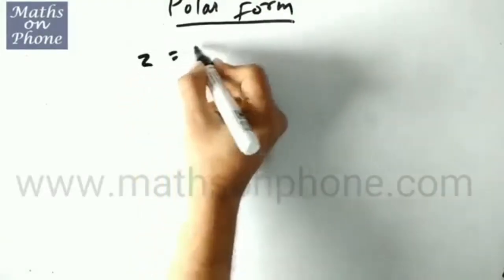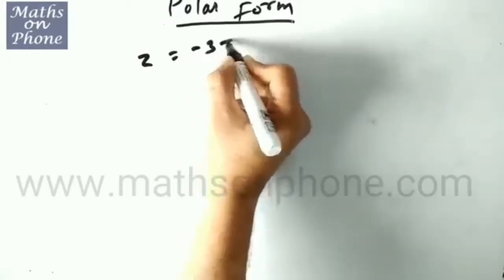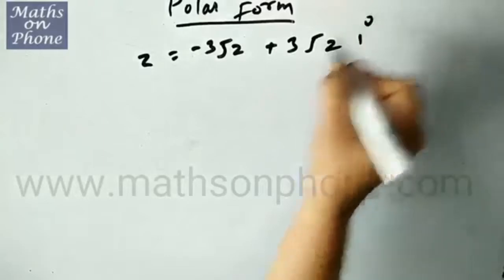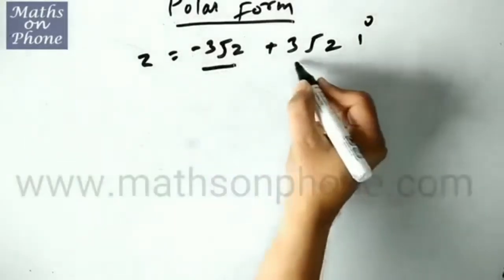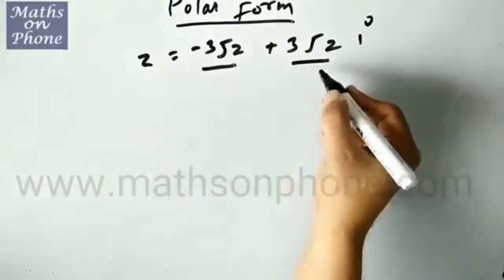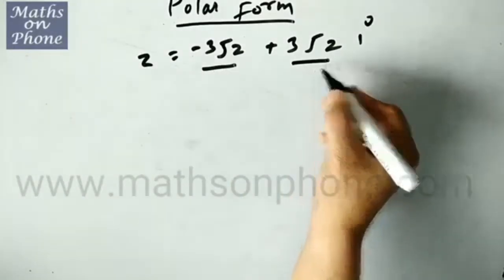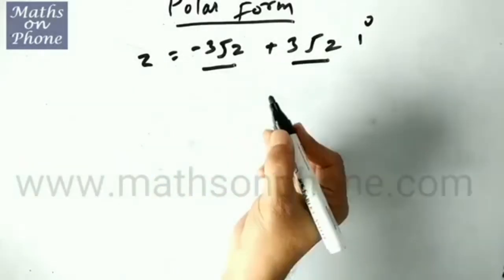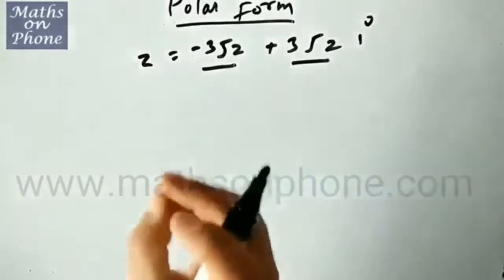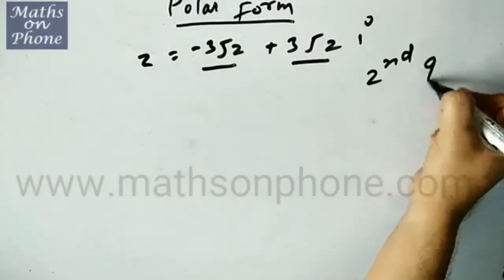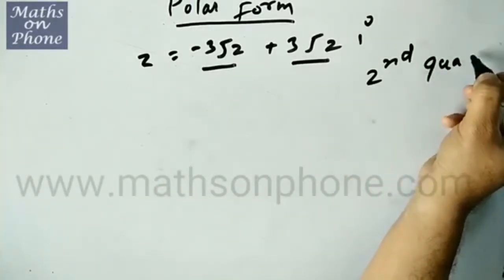Z is equal to minus 3 root 2 plus 3 root 2 i. What is a? a is this thing, b is this thing. What you see, a is negative and b is positive. So where is z lying? x is negative, y is positive. Where is it lying? In the second quadrant. Be careful. That will be important while finding the argument, the theta.